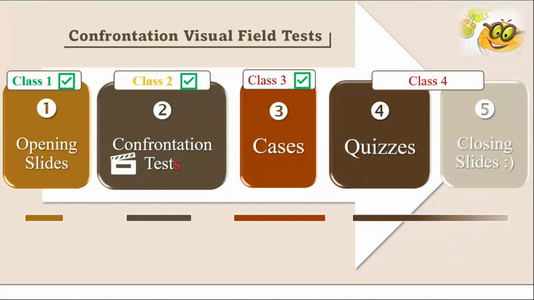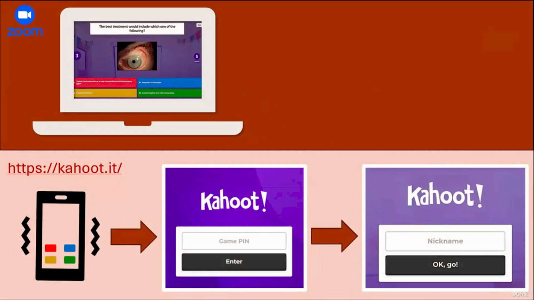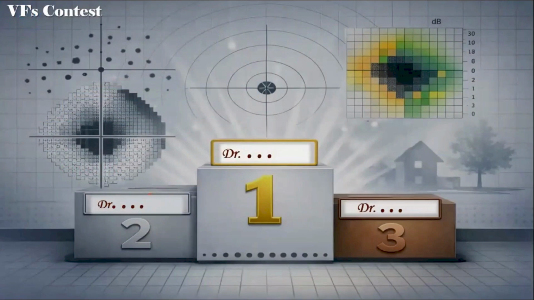This is the fourth and the last class on confrontation visual field tests, and it's all about questions, quizzes. And also, if we have a good number of participants, we may play this Kahoot game towards the end of the session. In order to join the Kahoot game, you will need another device connected to the internet, most probably a phone. I will talk about the instructions later on, and we will see who will be the top 3 winners.